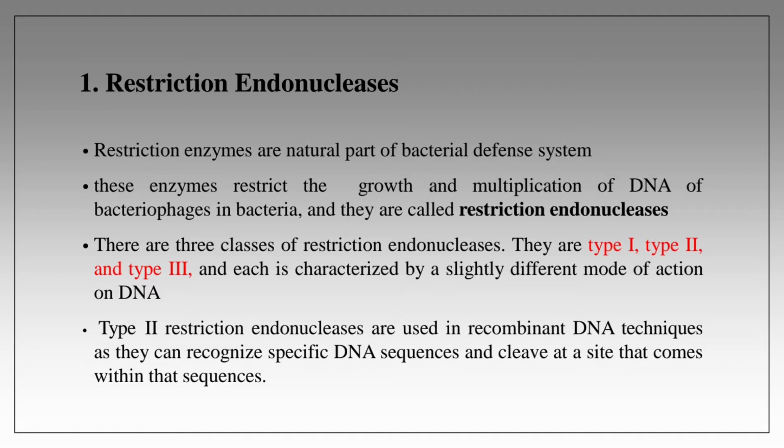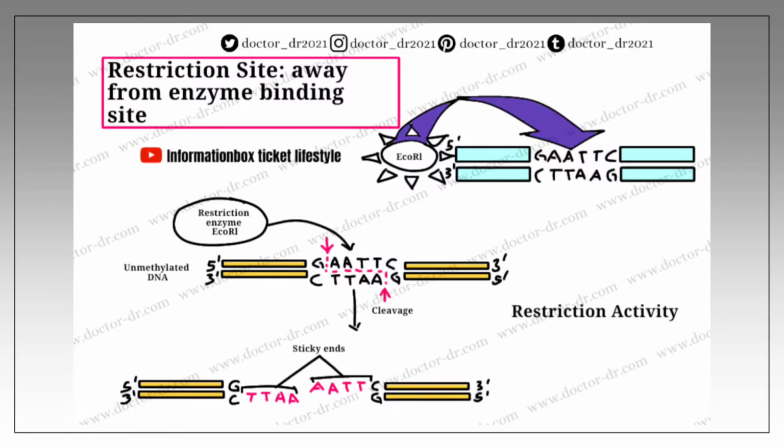Type 2 restriction endonucleases are used in recombinant DNA techniques as they can recognize specific DNA sequences and cleave at a site that comes within that sequence. As you can see in this figure, the process of restriction endonucleases and what it does to the DNA.